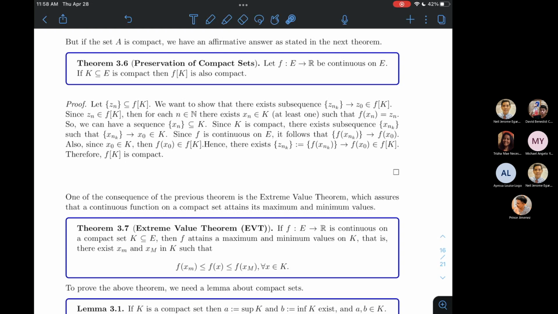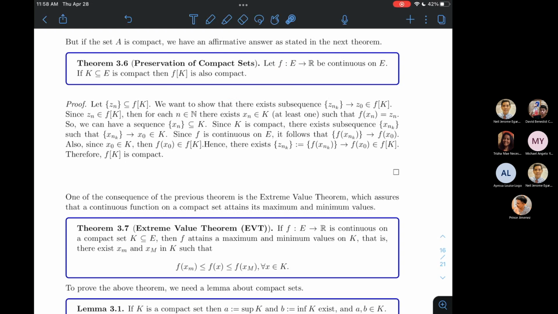All right? So that's what Theorem 3.6 is telling us. If you have a function f defined on a set E to the set R that is continuous, and if you get a compact set K that is a subset of the domain, then f bracket K is also compact. Okay? Sufficient pala na magdagdag na lang tayo ng boundedness para ma-preserve yung pagiging closed at pagiging bounded ng isang set under the continuous function f.